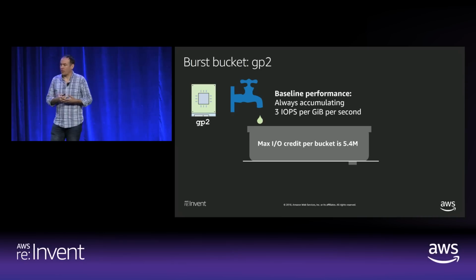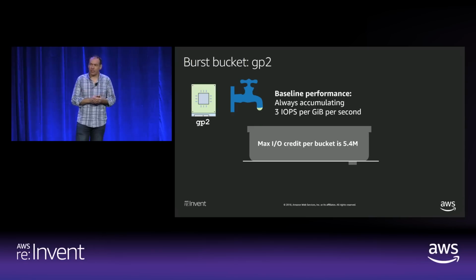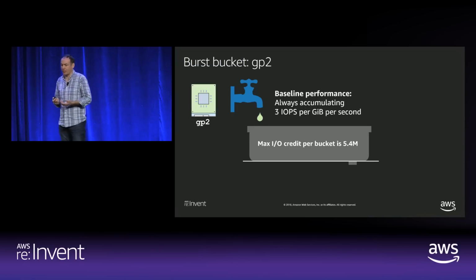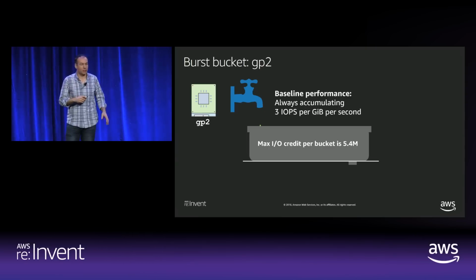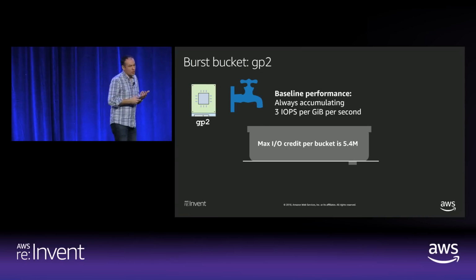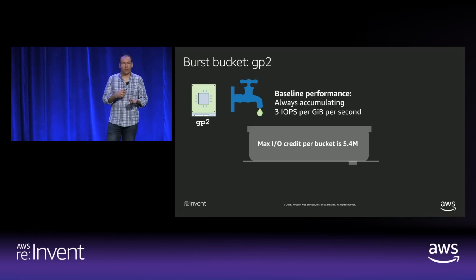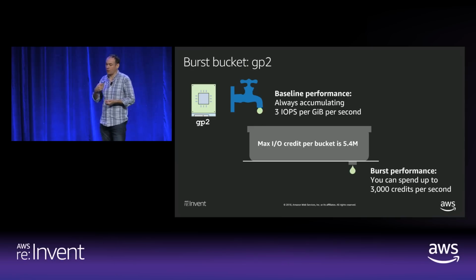All right, so GP2, ST1, and SC1 all operate with a burst bucket model. And I'm going to go through a really quick explanation of how this works. I used to spend about 20 minutes on this with confusing charts and graphs and everything else. But I'm going to show you a little trick in just a few moments. All of our burst volumes operate on a token bucket model. For GP2, that bucket is sized at 5.4 million credits. You're accumulating those credits at 3 IOPS per gigabyte per second, and you're allowed to spend those at 3,000 credits per second, or the 3-to-1 ratio if it's greater than 3,000.